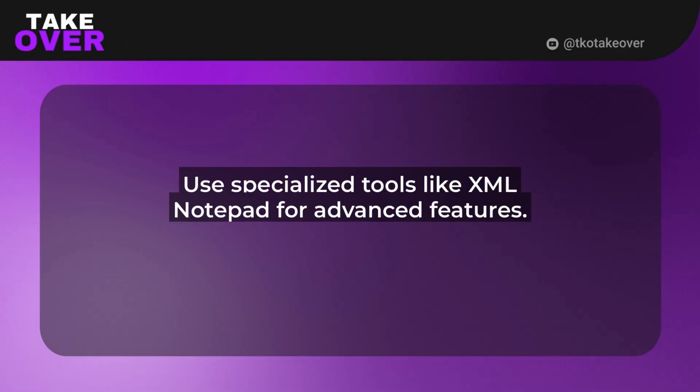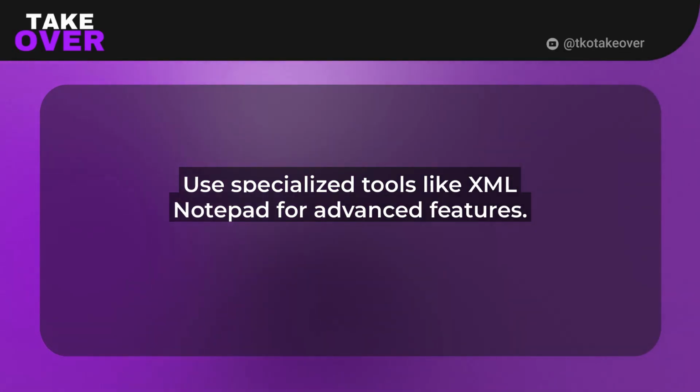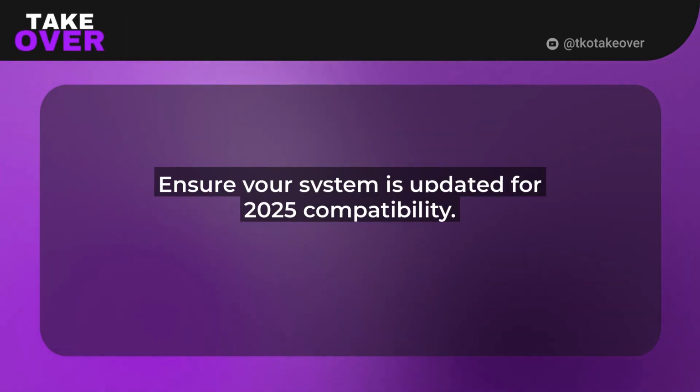Now, if you're working with larger files or need advanced features, consider specialized tools. Programs like XML Notepad for Windows or online editors like XML Grid let you edit and validate your file in real time. Just head to their websites, upload your file, and start exploring.